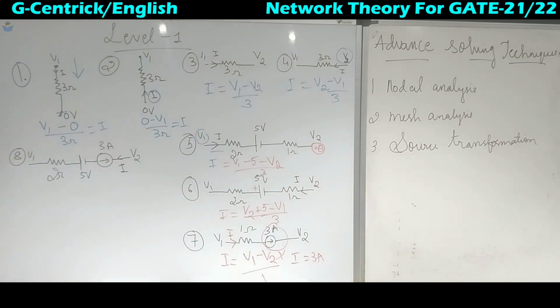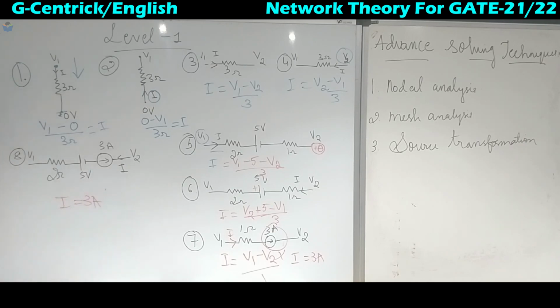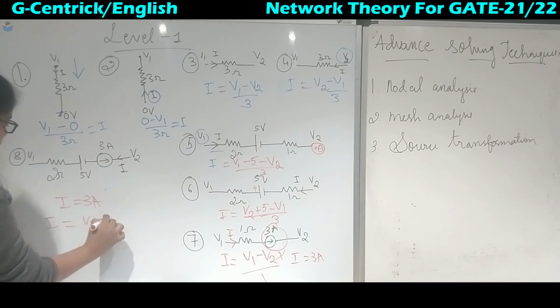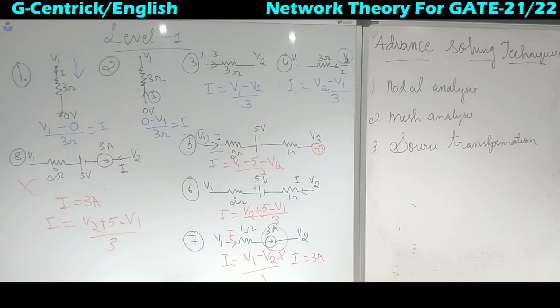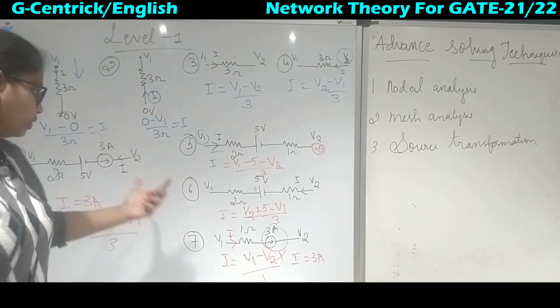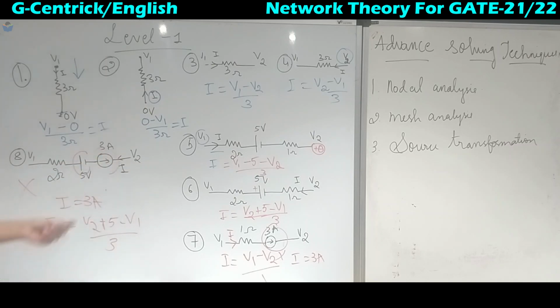Coming to this one also, here also I is equal to 3 amperes. If you write I is equal to (V2 plus 5 minus V1) upon 3, then this will be wrong. The same amount of current will flow in the whole branch. So whenever there is a battery and a current source in a branch, the current source will be dominant.